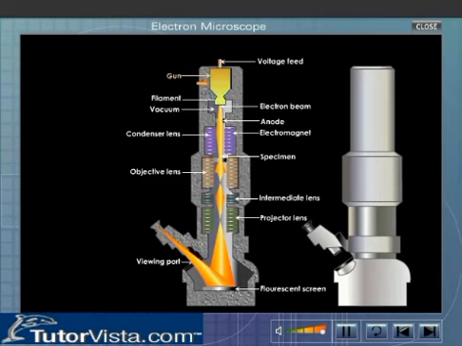Electron microscope consists of an electron source and magnetic lenses. Condenser lens, objective lens and projector lens are magnetic lenses. The magnetic lens is formed by passing suitable steady current through a coil of wire enclosed in an iron shield. The magnetic lenses help to control the path of the electrons. There is a viewing port and also a fluorescent screen.